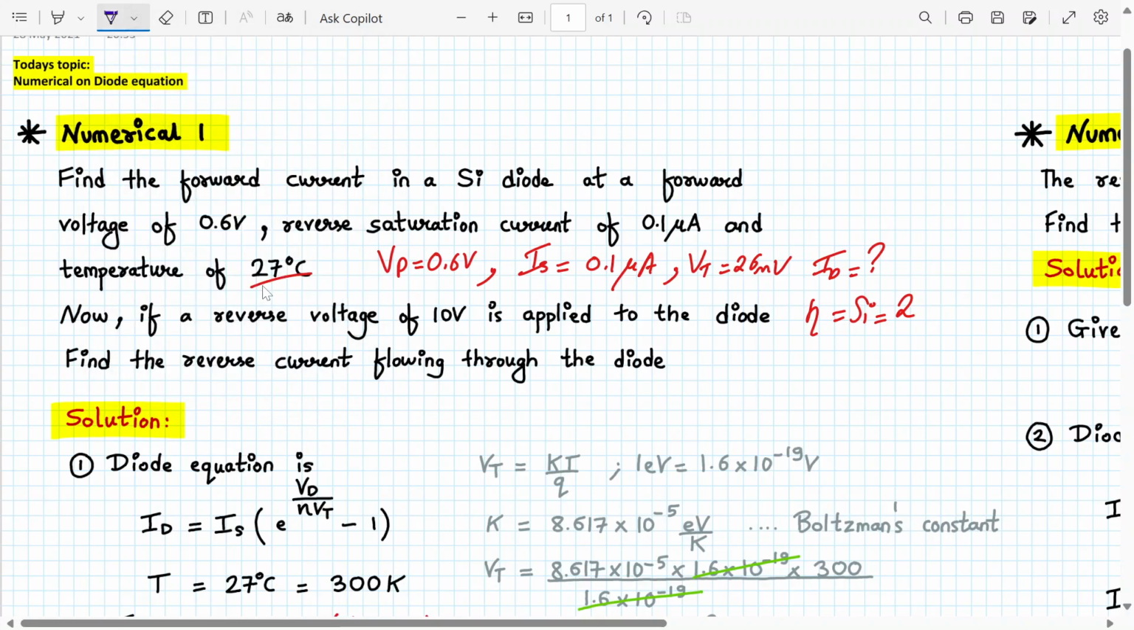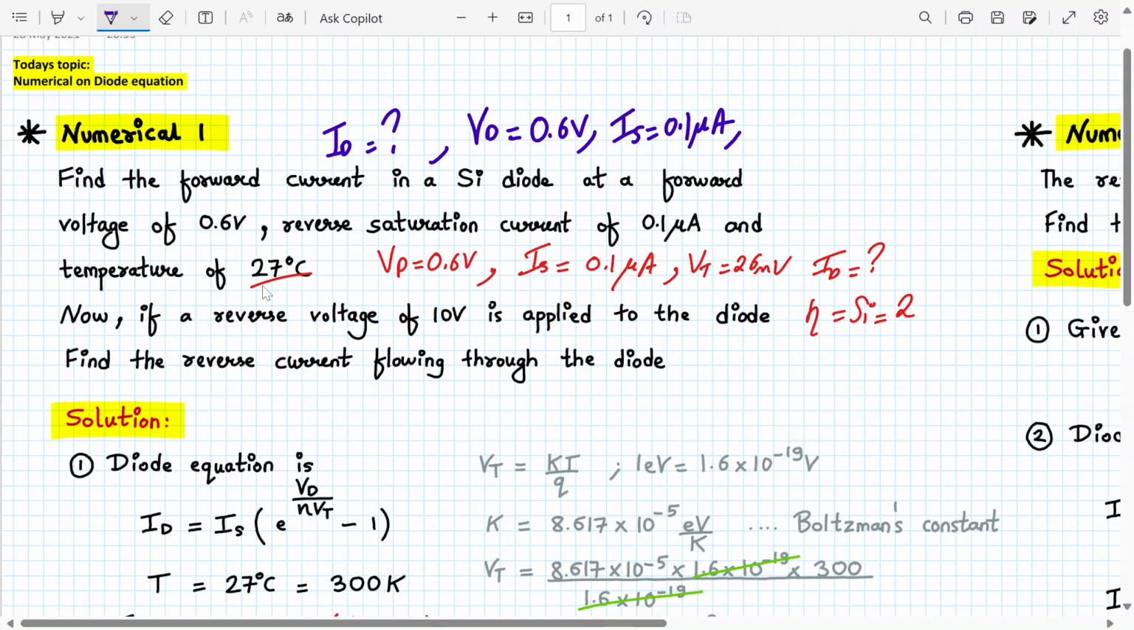Find the forward current in a silicon diode. That means we have to find IF, at a forward voltage of 0.6 volt. So what do you mean by forward voltage? VD. Or this is IF or ID. Correct? So VD is given as 0.6. Reverse saturation current of 0.1 microampere. So IS is 0.1 microampere. So just write these constants.